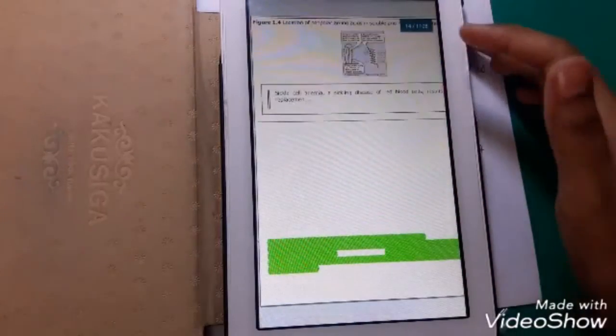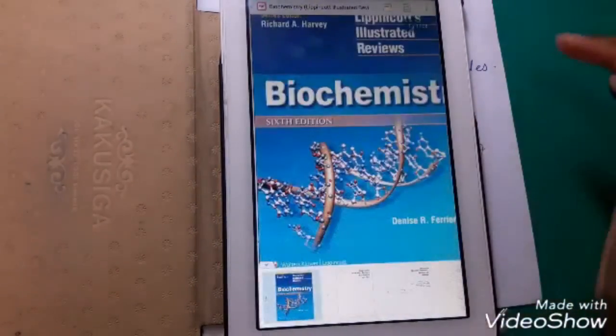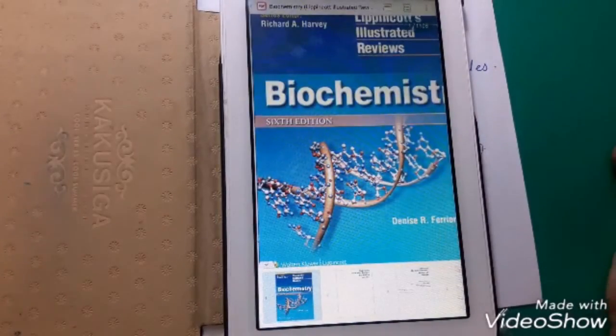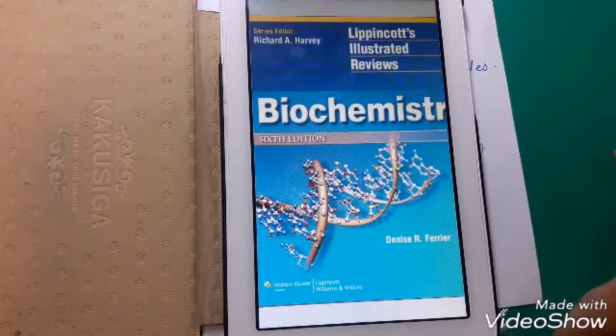So yes, I will suggest you this book, Lippincott. I find it easy to understand. The language is easy in it, and the diagrams and the explanation are quite easy. So I will suggest you this book. If you want, you can just download it from Google.